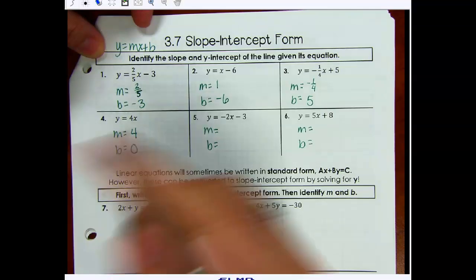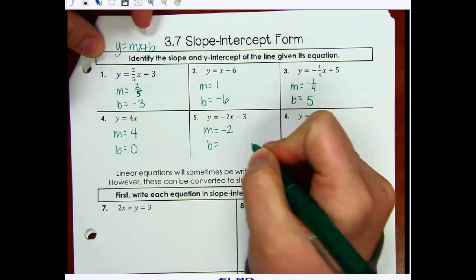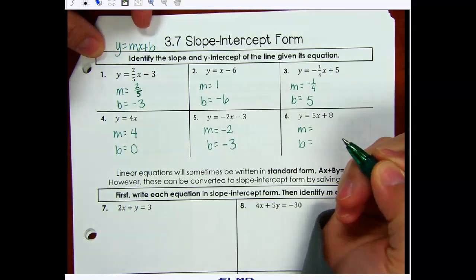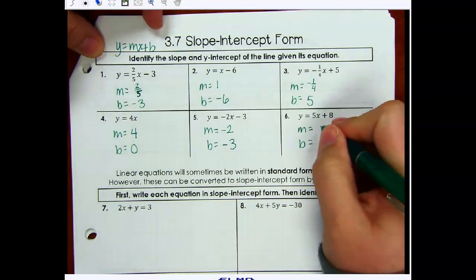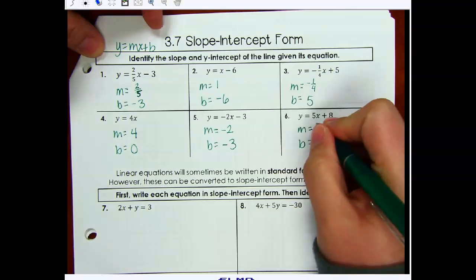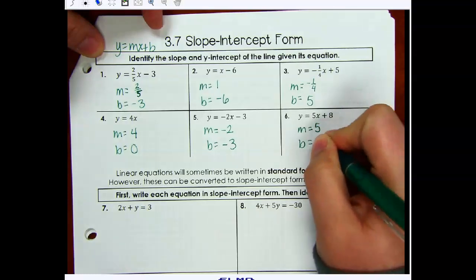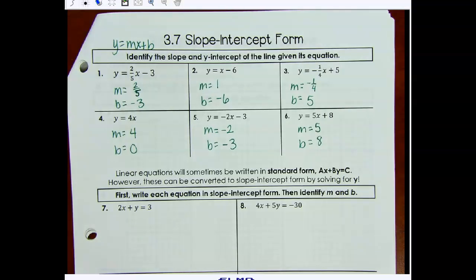Number 5, we've got -2 for the slope and -3 for the y-intercept, m, b. And then for number 6, very similar to number 5, we have +5 for the slope and +8 for the y-intercept. So if they are in slope-intercept form, it's very easy to pick out what you need as far as slope and y-intercept go. And in the next video, we're going to use the slope and y-intercept to graph. So that's why it's important that you be able to do this.